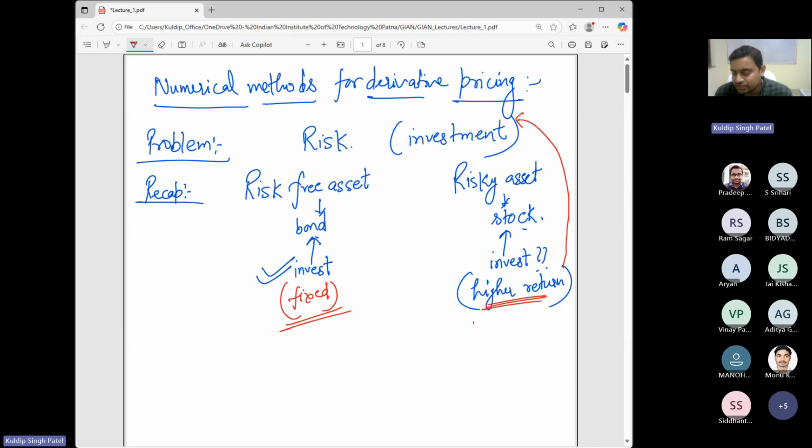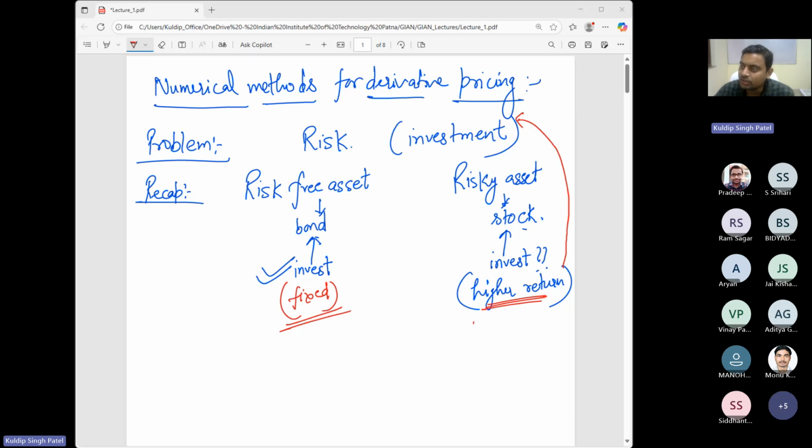At one end, you are having fixed but risk free. At one end, you are having higher return but risky. So, how should you manage your portfolio? How should you invest? Aryan, Adit, Jai Kishan, anyone? I mean, those who are attending.